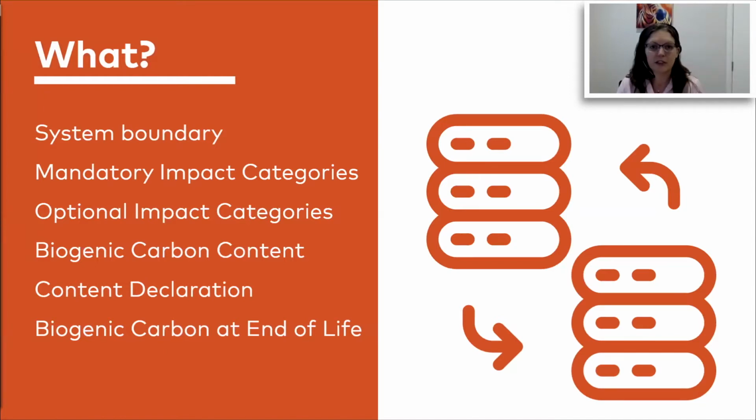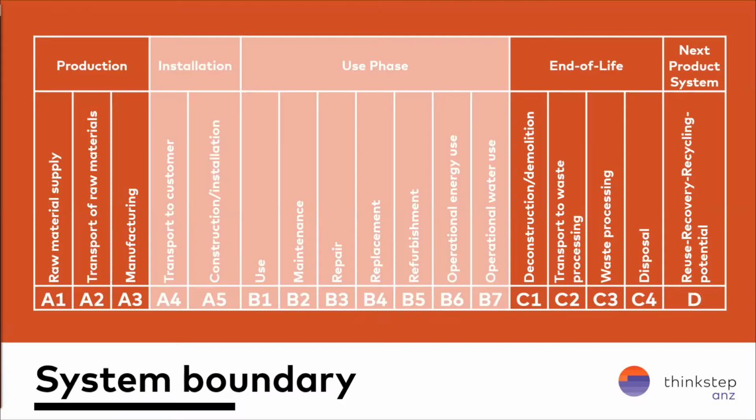In terms of the what, there are tweaks throughout the standard. Today, we're going to focus on the 6 biggest areas. In terms of the system boundary, the main change is that all of the construction products and materials shall declare modules A1 to A3, modules C1 to C4, and module D. The old standard required modules A1 to A3 as a minimum, and the rest were optional. So this new requirement is to include the full end of life and the next product system.